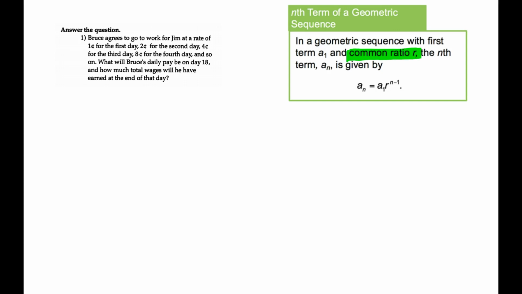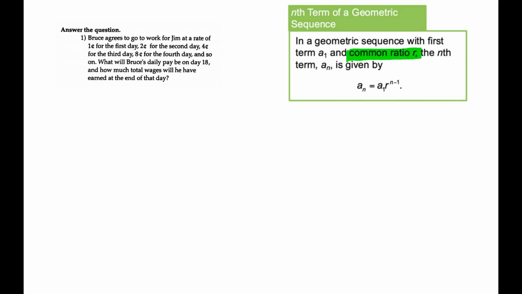All right. So let's take a look at an application, and I think this is a fun example. Now I'm going to read the problem, and then I want you to stop and think for a second whether or not you'd take up this offer. So it says, Bruce agrees to go to work for Jim at a rate of 1 cent for the first day, 2 cents for the second day, 4 cents for the third day, and 8 cents for the fourth day, and so forth and so on. Okay? Now, this is where I want you to think about it. Would you accept the deal? Okay, think about that. Make up your mind right now, and then let's dive into the problem.